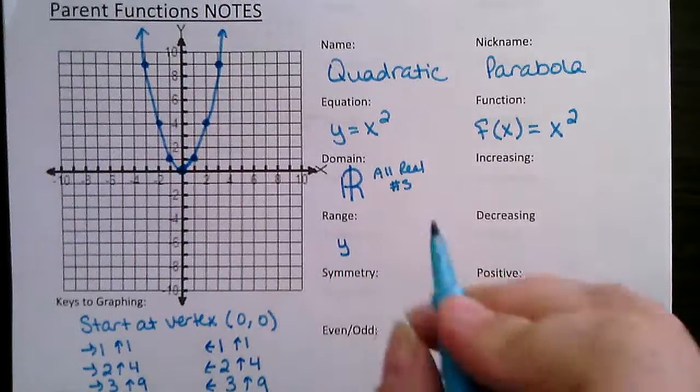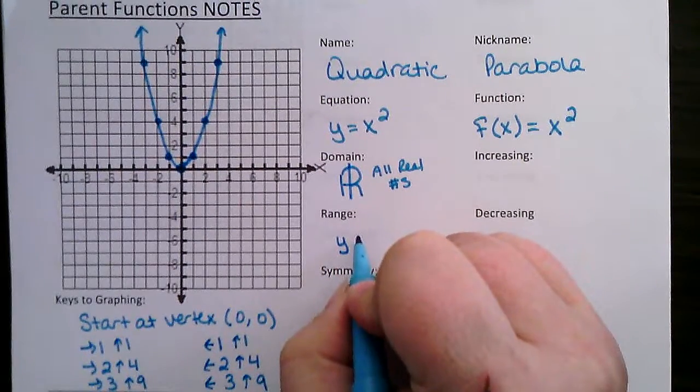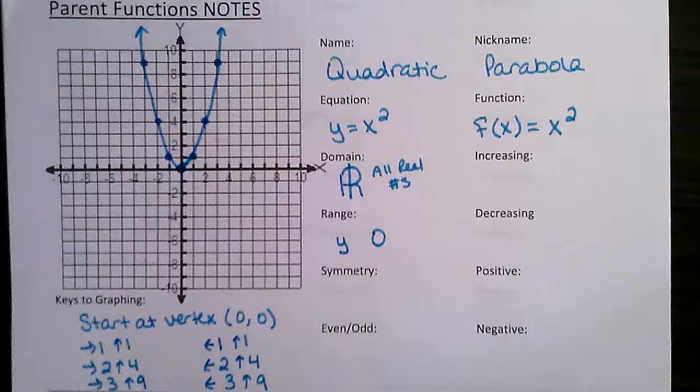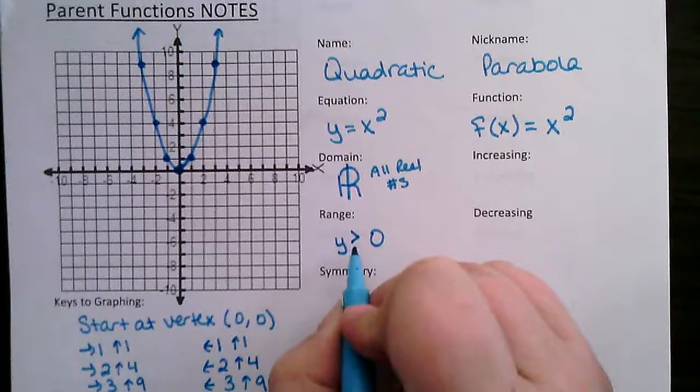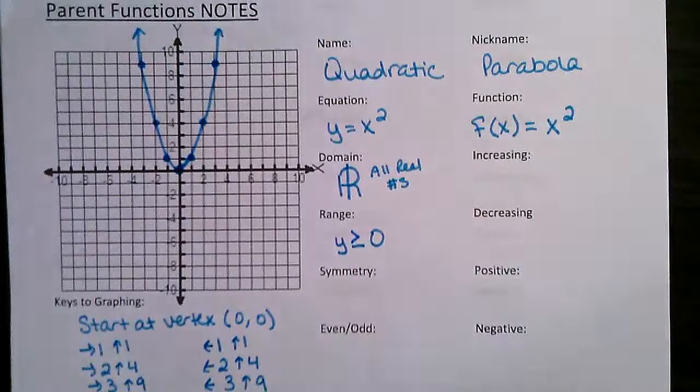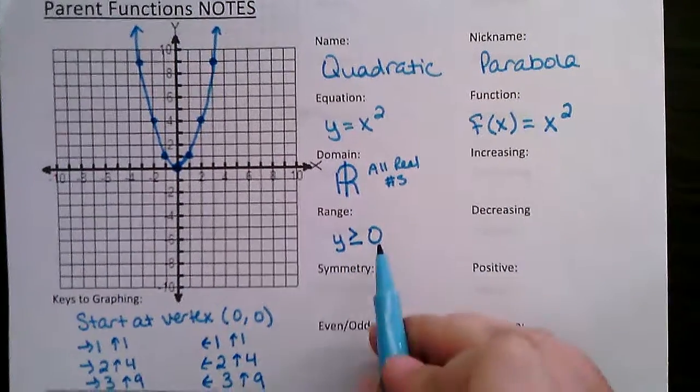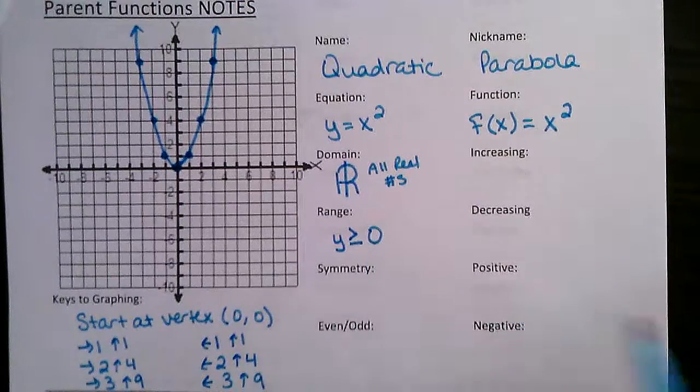Well, range is y, and if it goes from 0, that needs to be my number I'm going to use. But if it goes forever, that means it's all the numbers bigger than 0, but it did actually start at 0, so that's why it needs the or equal to also. So it goes from 0 and up.